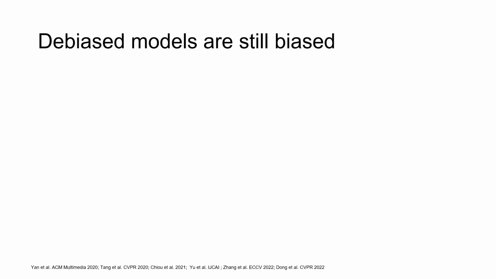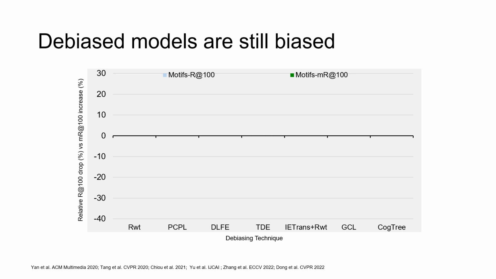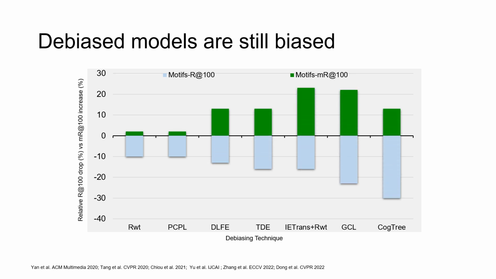Another challenge is that the debiased models are still biased. Let's examine various popular debiasing techniques applied to the Motifs SGG network, in which the y-axis displays a trade-off. On the positive side, there is a relative improvement in mean recall at 100, while on the negative side, there is a relative drop in recall at 100. These models significantly sacrifice recall for the state-of-the-art mean recall improvement.